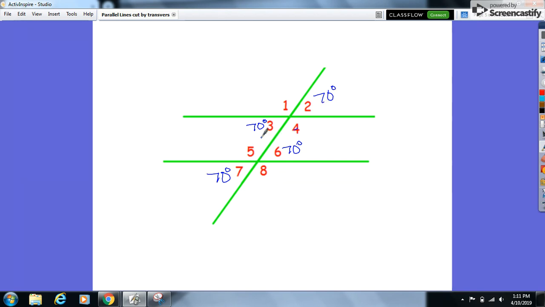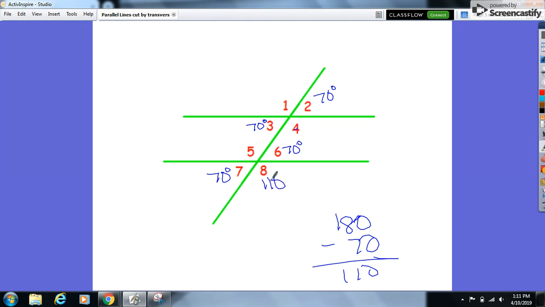So how do I find the missing one? Well, look right here. Starting back at angle 7. If it's 70 degrees and I put it next to angle 8, what do I form? Yep, I form a straight line. Straight line measures 180. So 180 minus 70, yep, gives me 110. So that means that this angle right here has to be 110.